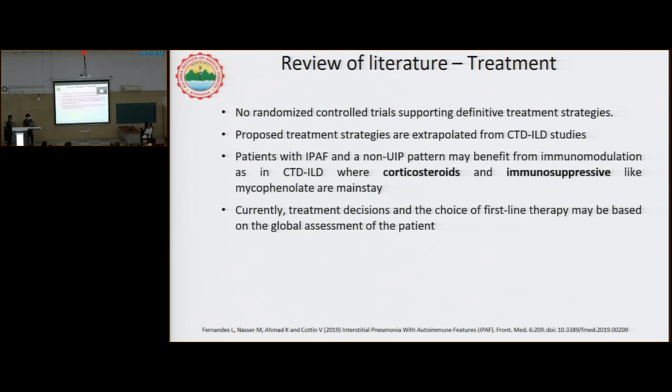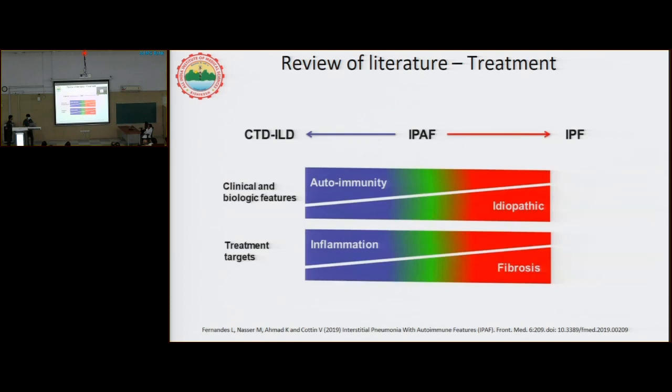So patients who have features of connective tissue disorders, where the basic pathophysiology is that of inflammation, benefit from corticosteroids and immunosuppressive therapy. However, patients who have features suggestive of fibrotic ILDs may not benefit from corticosteroids and immunosuppressive therapy. This is just a slide summarizing the same: patients who fit in the spectrum of connective tissue disorder related ILDs, whose basic pathophysiology is that of inflammation, benefit from immunosuppressive therapy and corticosteroids, whereas patients who present in the spectrum of fibrotic ILD may not benefit from immunosuppressive therapy.